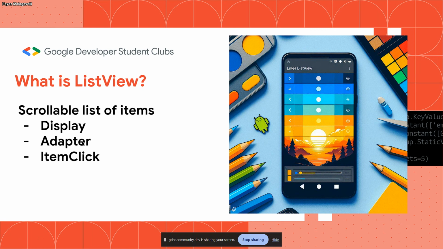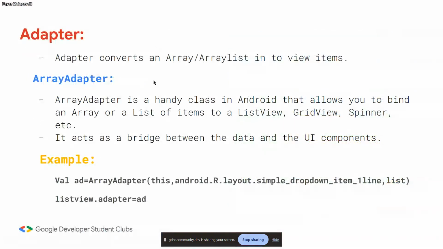Next, item click: how we can set a click listener on those items. Now as you can see, an adapter converts an array or array list or list or set or map, anything, into view items. We are able to see those.